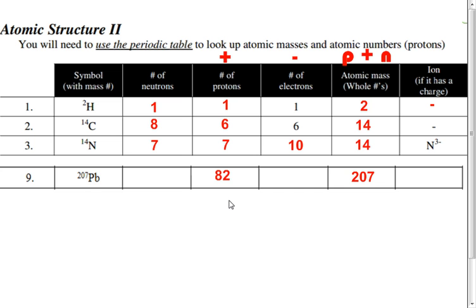All right. Now what? Well, we need to figure out the neutrons. So mass is 207. So if I have 82 protons, 207 minus 82 is 125. All right. And then it appears I have not given you enough information because I haven't given you electrons or ions.